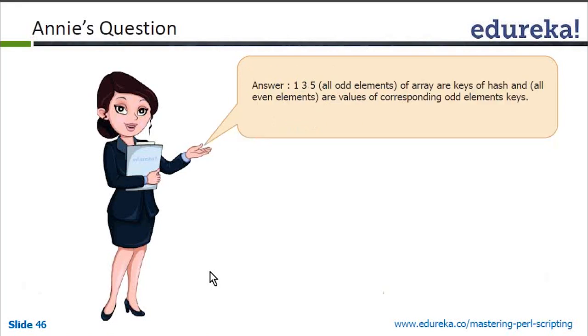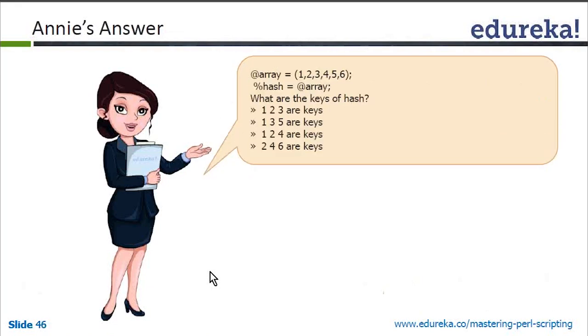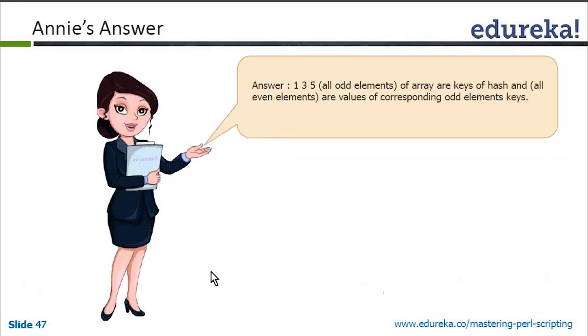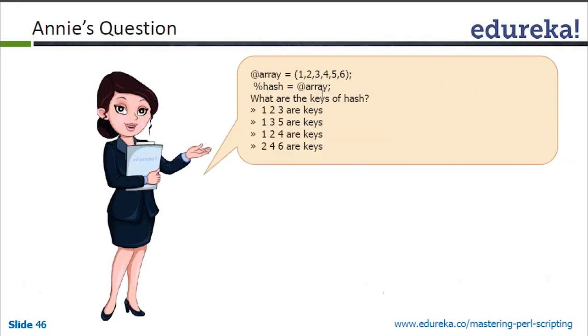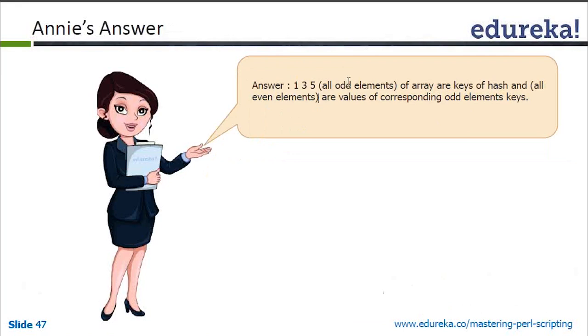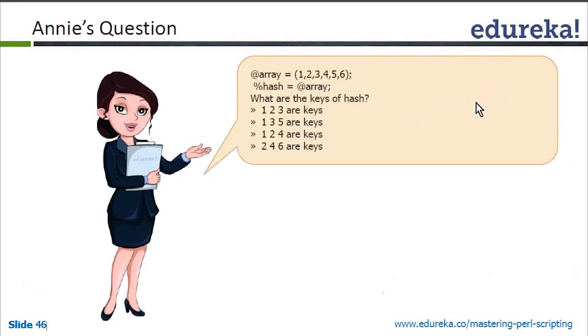If you see the output, these are all arrays. I don't want to explain it here, because hash is a complex data structure. How it is assigned, you must know hash in much detail to understand. So 1, 3, 5, all odd elements of the array, are keys of the hash, and the even elements are the corresponding values. That's how hash assignation is done.